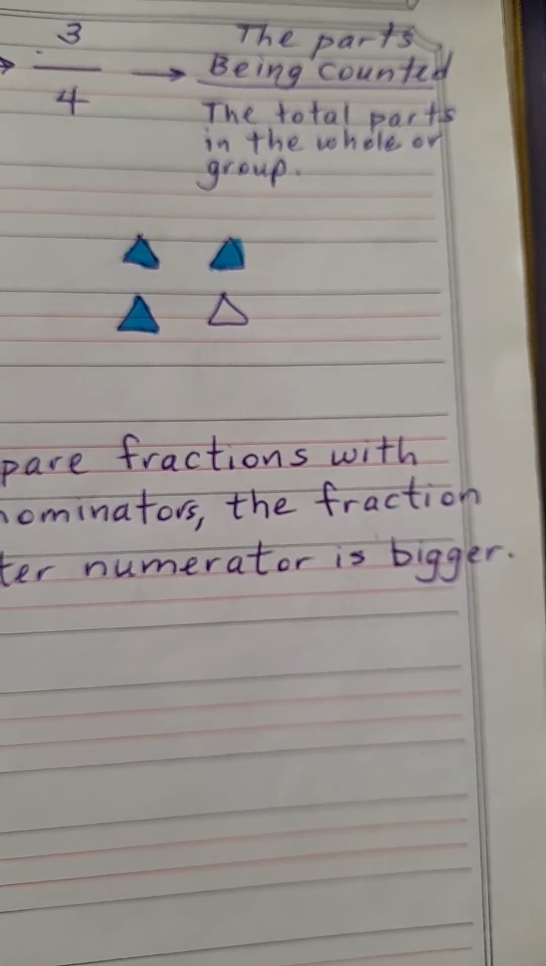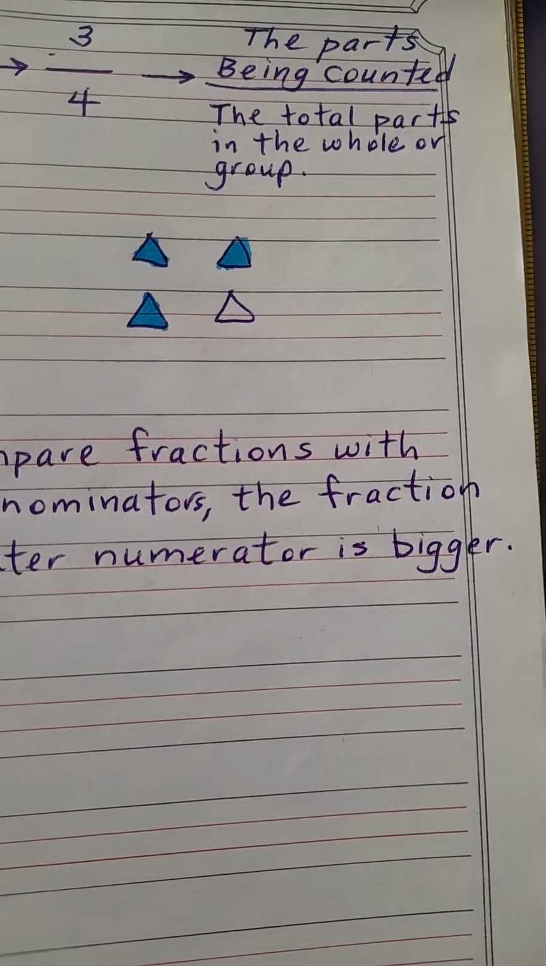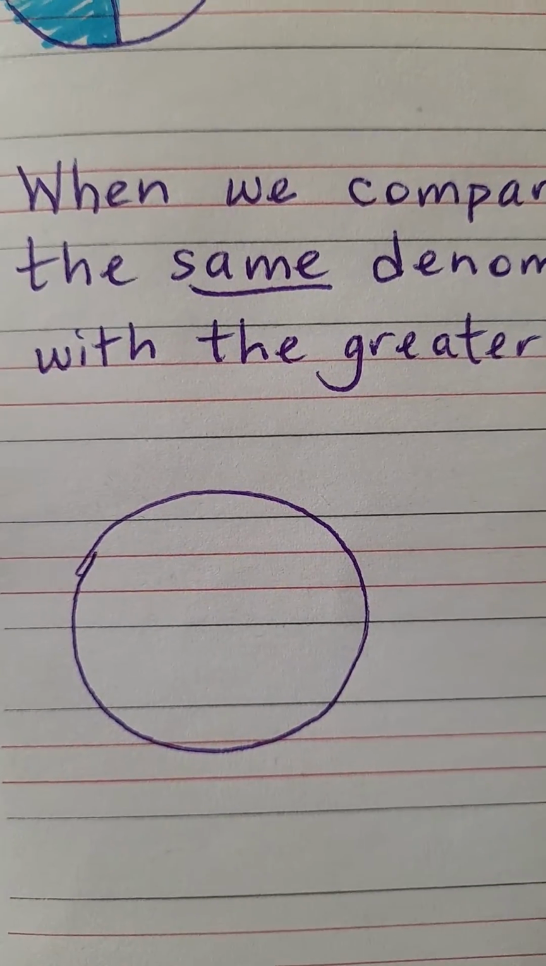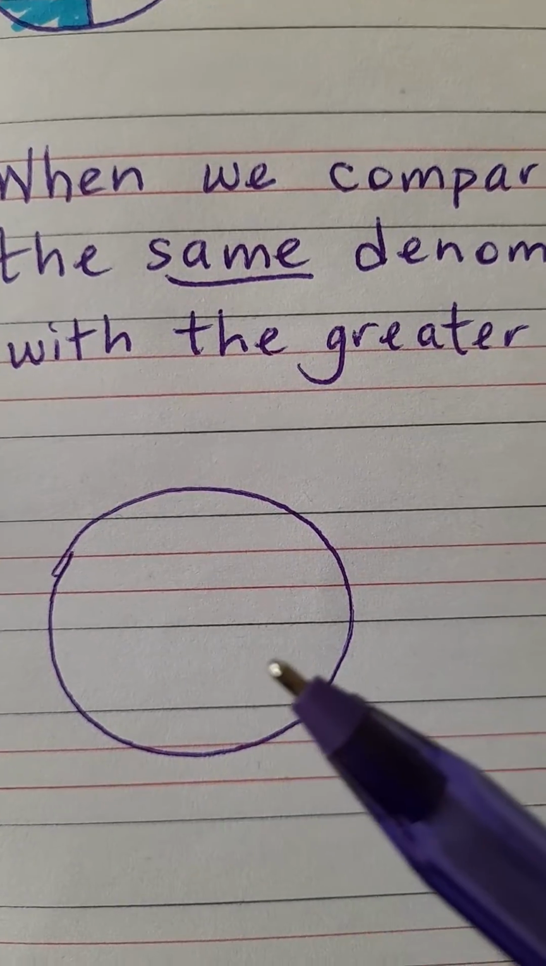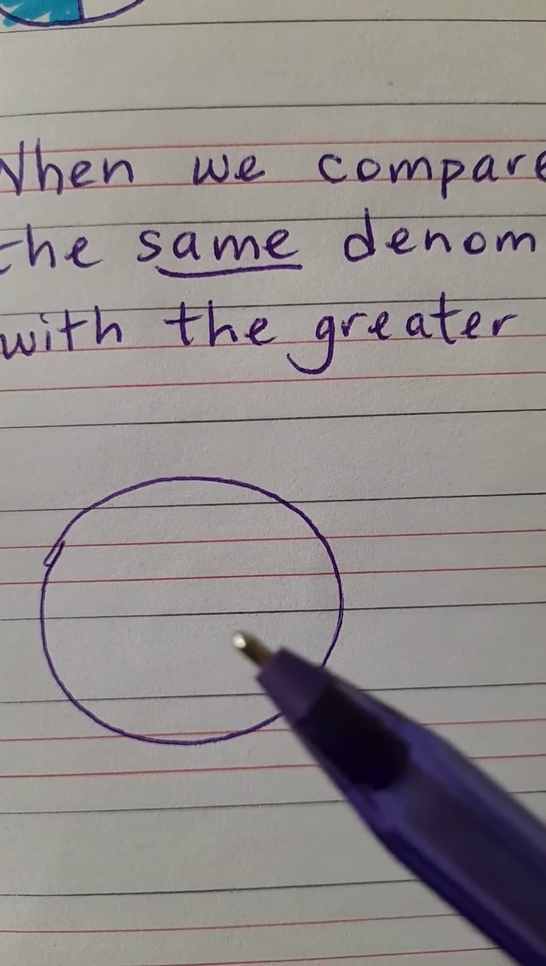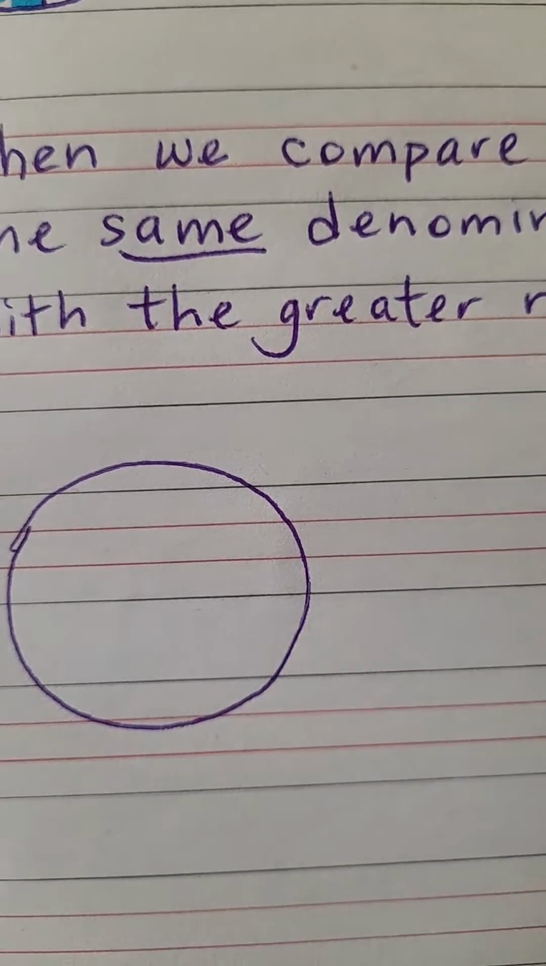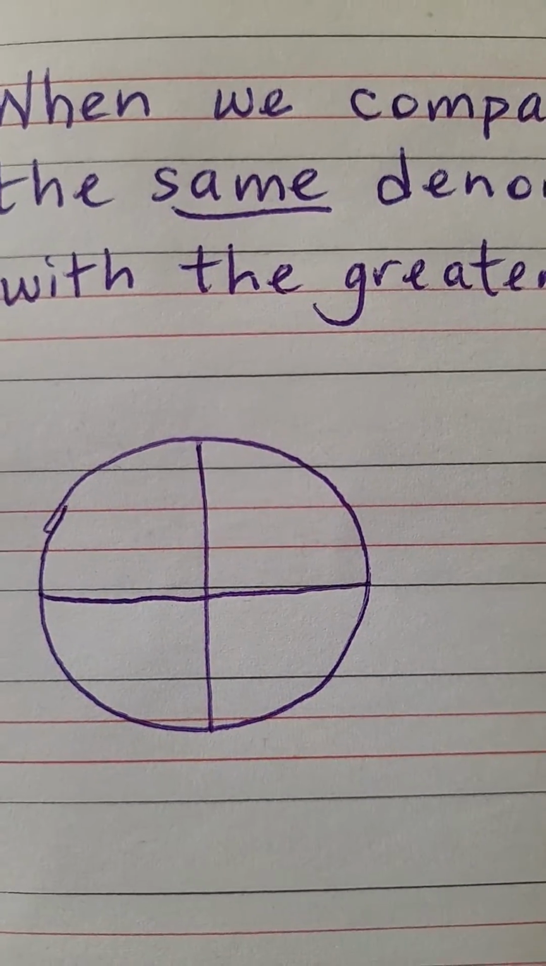So let's think of this in terms of food. Let's say that I have a cake, because we're all tired of pizza. I have a cake and I want to share it. I could share it with 4 people, so I make 4 slices. Here are my 4 slices.